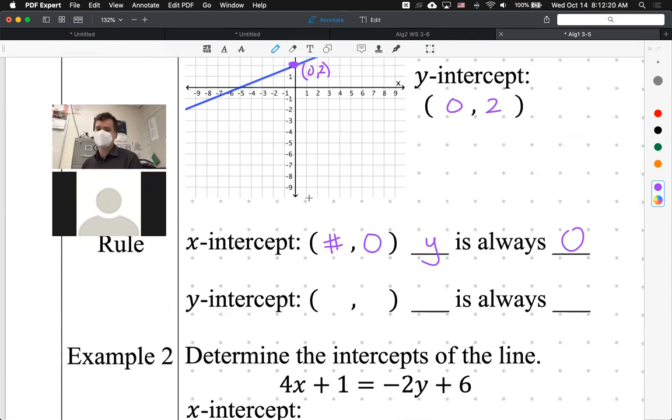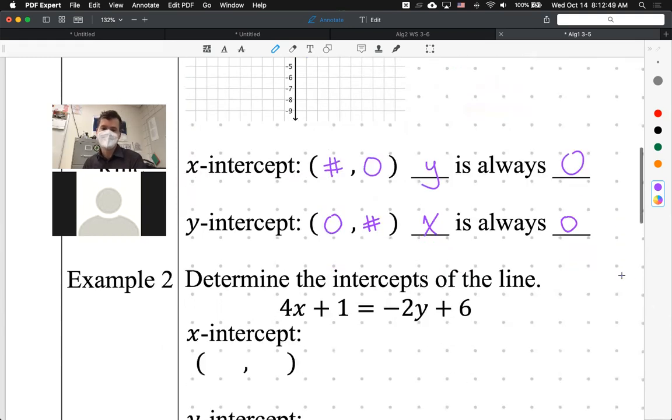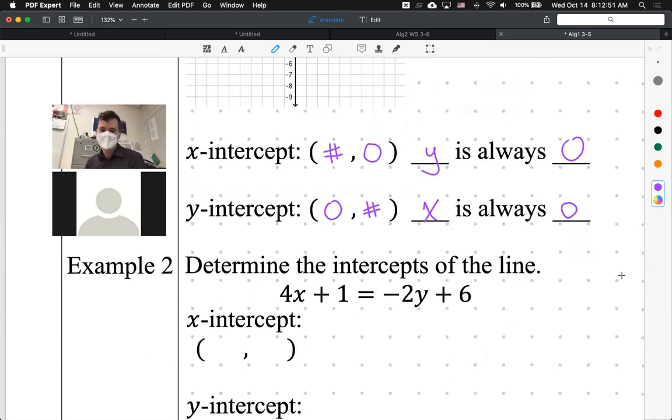For the y-intercept, it's going to be what, comma, what? Jose? 0, number. 0, comma, number, exactly. Which means what is always 0, Jose? X. Yeah, x is always 0. This might seem trivial, but it might come back to haunt us in a later unit. Especially tomorrow, we're going to be using these definitions of x and y intercepts in a table, which will be a little bit harder. So if you think that this is too easy, I promise you it will get a little bit harder.